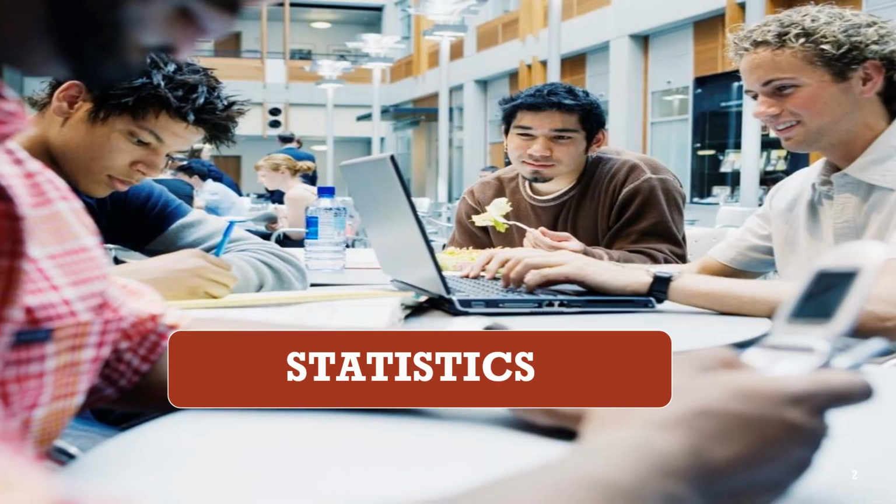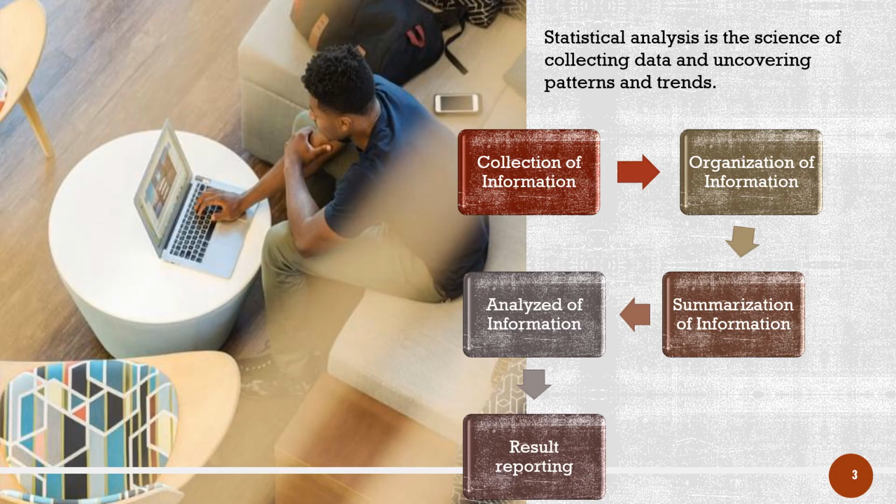Now we will look at the statistics definition. Statistical analysis is the science of collecting data and uncovering patterns and trends. If you look at this diagram here, starting from the collection of information, the next part in the statistics process is the organization of information. This organization of information includes how the data will be organized and prepared. The next ones will be the summarization of information and the analysis of information.